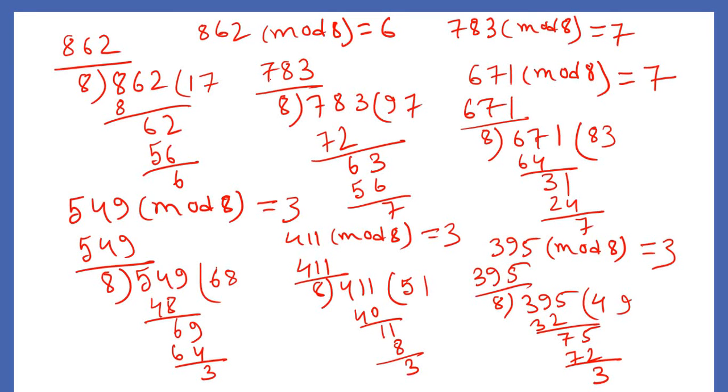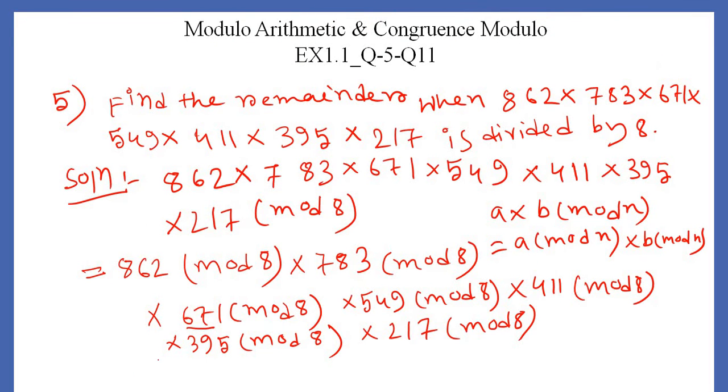So all the values we will be substituting here. The first one is 6. So 6 into the next one, 783 mod 8, which is 7. Then 671 mod 8 is also 7. Then 549 mod 8, that is 5.